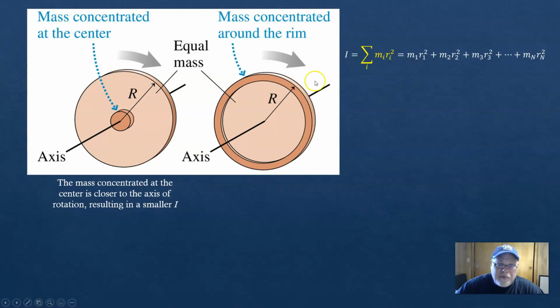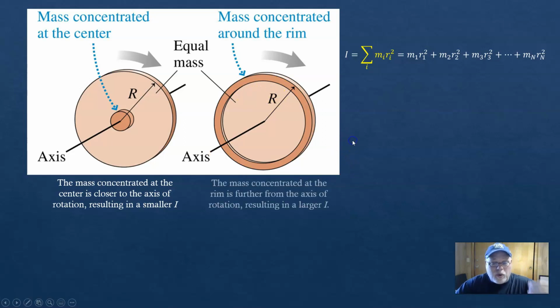But now here's this object. It's got the same overall amount of mass as this guy does, but its mass is more out towards the edge. Well, that mass that's concentrated at the rim is further from the axis of rotation, so it's going to have larger R values when you calculate its moment of inertia, and that means it's going to have a larger moment of inertia. Okay? So the distribution of the mass matters.